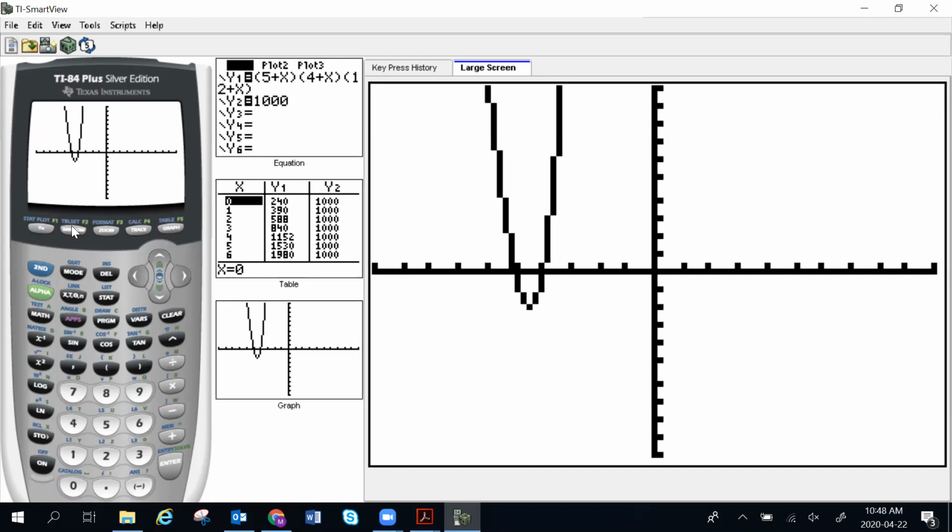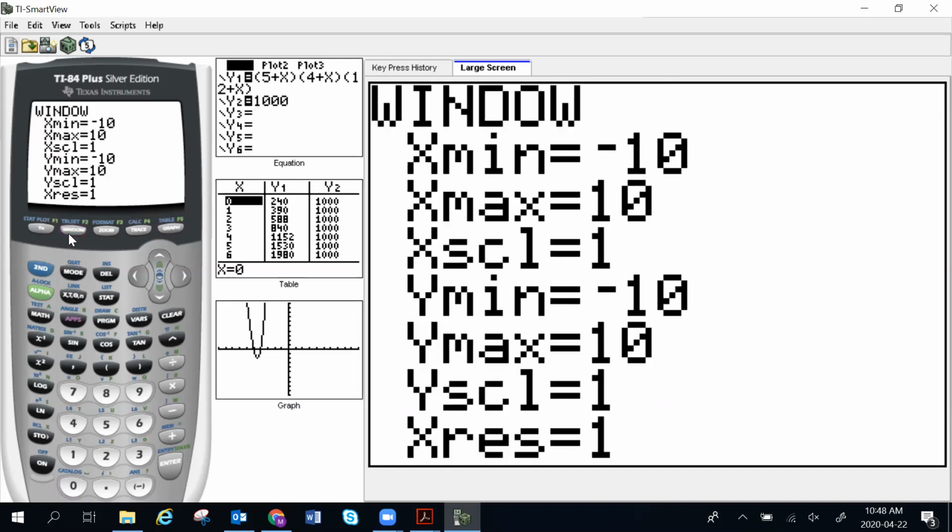I'm going to go to my window settings. Doesn't matter if I'm on a Casio. Well, I'm going to change these to match the actual situations. X, what is X? X is how much they're increasing the box size by. Well, what's the smallest I can increase something by? 0. X max and Y max sometimes will be guesses.